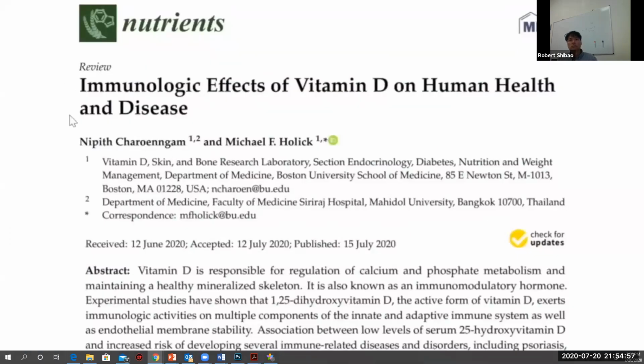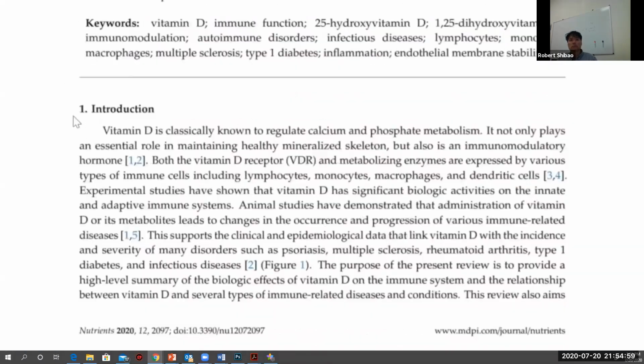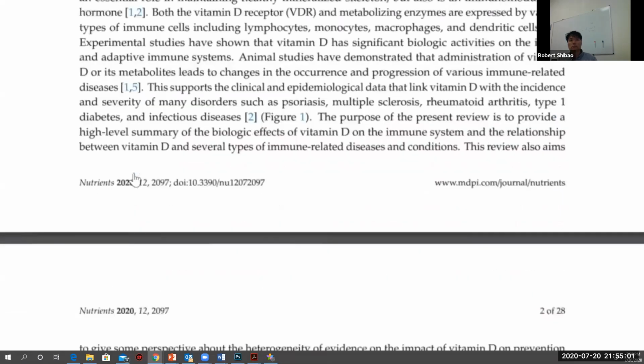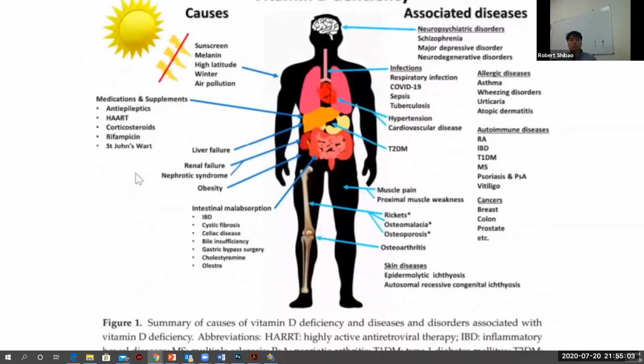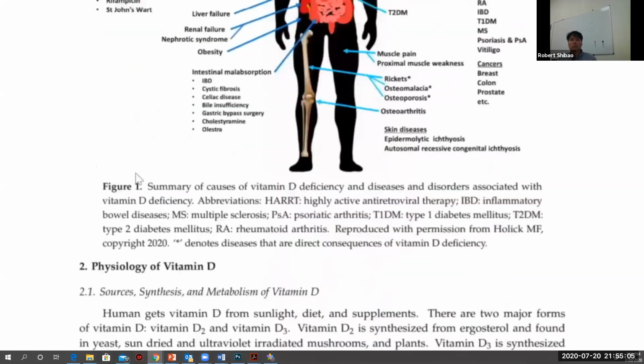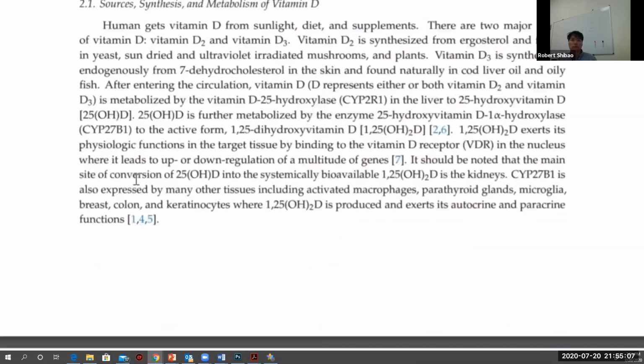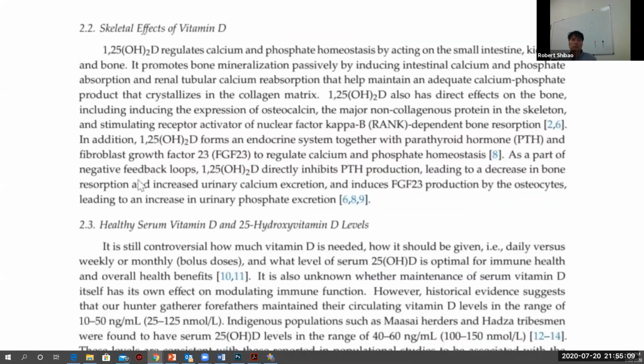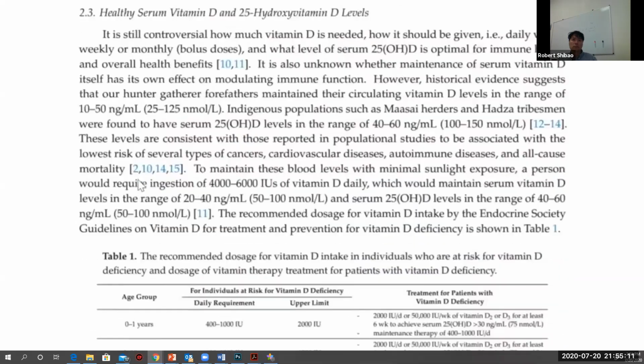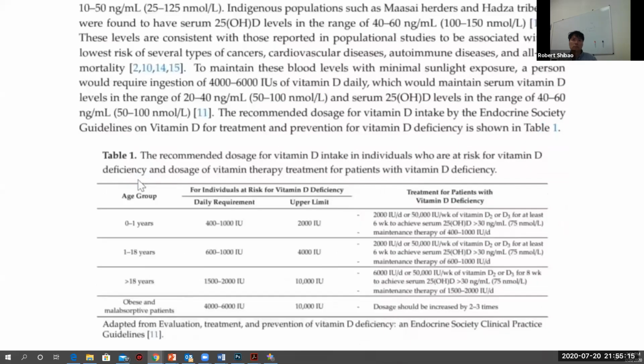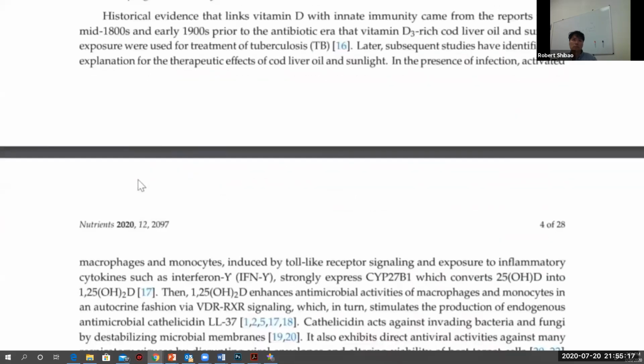If we look at this, we'll see that the article actually breaks down an introduction on vitamin D, as we've talked about. What are the causes and associated diseases of vitamin D? The physiology of vitamin D, which I'm not going to get into at this point. Its skeletal effects, and healthy serum vitamin D and 25-hydroxy vitamin D levels. And then it gets into stuff that's very interesting.